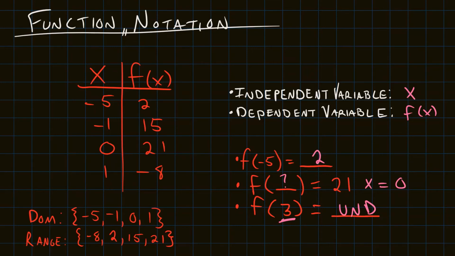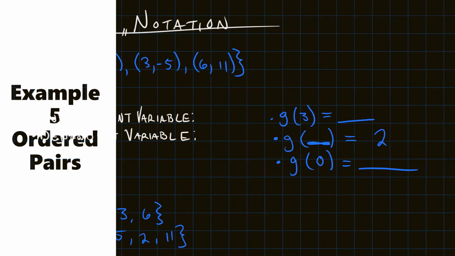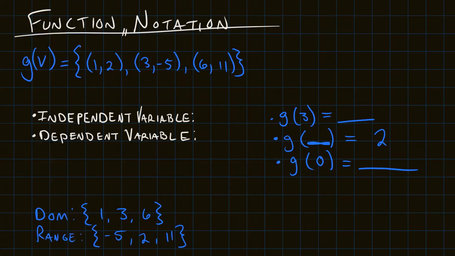So once again, you might notice that our domain and range are in list form here, and of course they are in order from least to greatest. So now we're looking at g of v, which is a function that's being represented by this set of points. This time our independent variable is v, and our dependent variable is g of v. If we try to evaluate our function g by using g of 3, we have to look for the coordinate where the x value is 3, and notice that it's paired with the y value, the g of v value, -5. So g of 3 is -5.